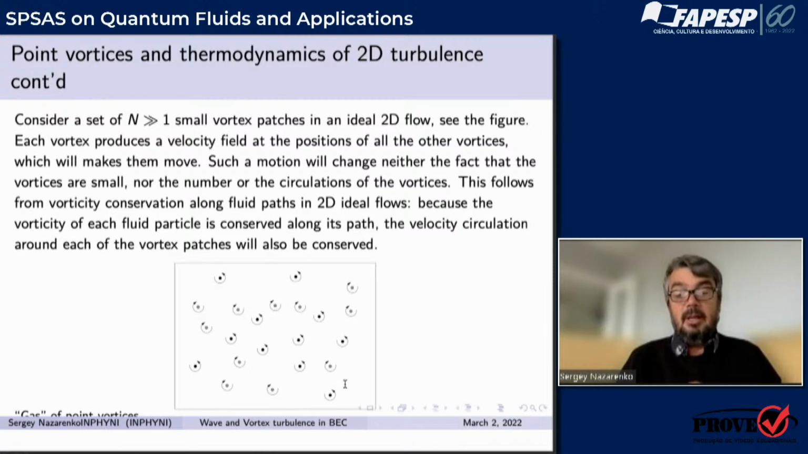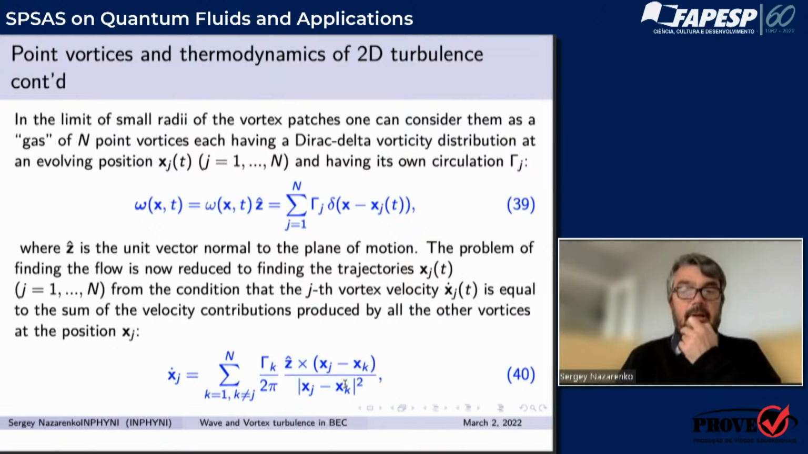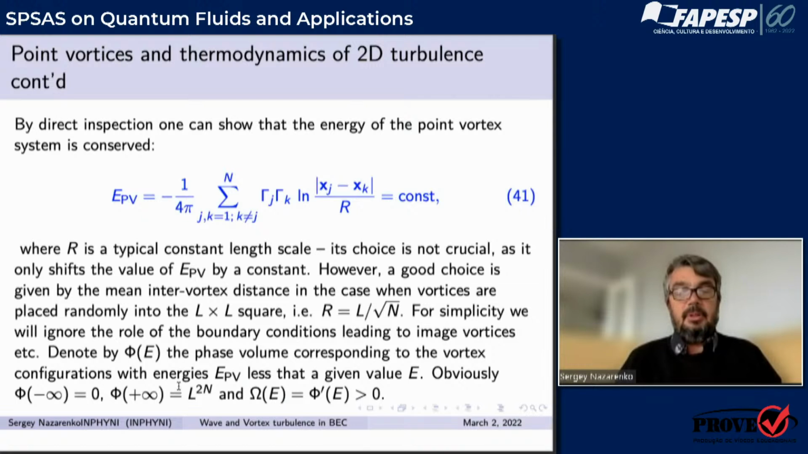Now, let's recall what we said before about point vortices: the vorticity consists of point vortices with circulations gamma_j, each of them at a location. So the jth vortex is moving at a moving location, as a delta function, producing a delta function distribution of vorticity, and the motion of them is given by a set of differential equations. Also remember that the energy in such a point vortex system is equal to a sum of pairwise energies. Each of them has a logarithmic potential of interaction.